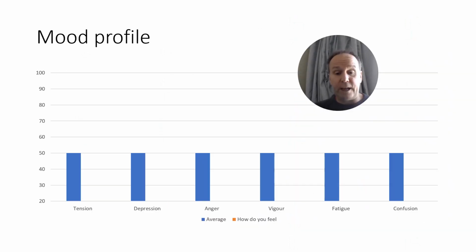So we've got our data now in norms, and now we plot those norms on this profile. If you've got an average mood profile, you'll have 50 for tension, depression, anger, fatigue, vigor, and confusion. If you are an iceberg, then you'll have below average tension, depression, anger, and above average vigor, below average fatigue, and below average confusion. If you're an inverse iceberg, then you'll have above average tension, above average depression, above average anger, below average vigor, above average fatigue, and above average confusion.